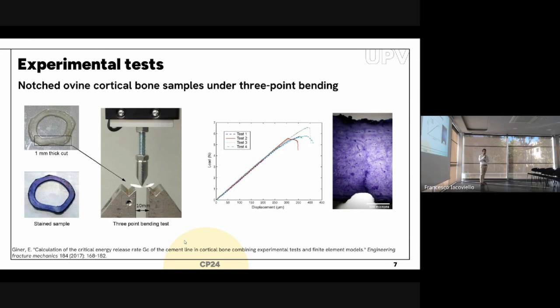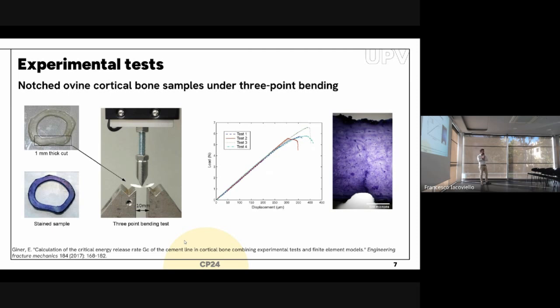Those curves will be used after to obtain the mechanical elastic properties of bone and the maximum load that they bear. Here we can also see a crack path starting at the cement line right at the notch that we created. I don't know if it can be clearly seen over there, but it's going over there and then jumps from an osteon to another through the interstitial bone.